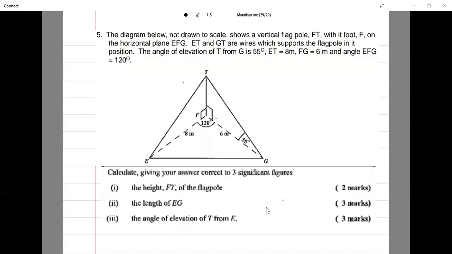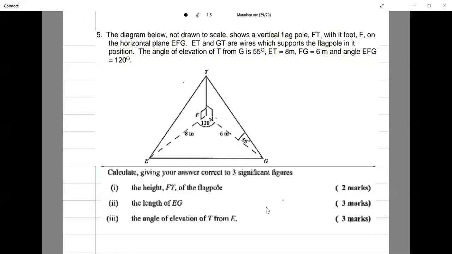All right, so the question says, the diagram below, not drawn to scale, shows a vertical flagpole FT with its foot F on the horizontal plane. EF, FG, ET and GT are wires which support the flagpole in its position. The angle of elevation of T from G is 55 degrees.